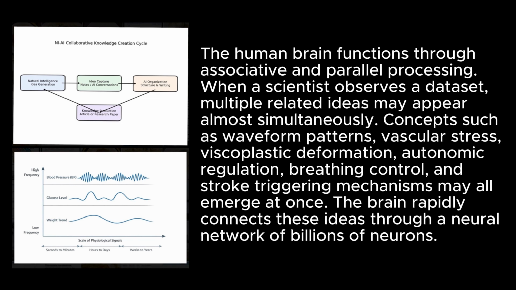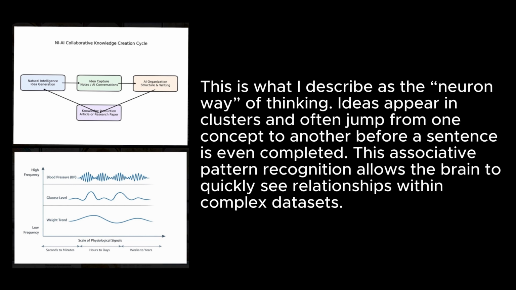The human brain functions through associative and parallel processing. When a scientist observes a dataset, multiple related ideas may appear almost simultaneously. Concepts such as waveform patterns, vascular stress, viscoplastic deformation, autonomic regulation, breathing control, and stroke triggering mechanisms may all emerge at once. The brain rapidly connects these ideas through a neural network of billions of neurons. This is what I describe as the neuron way of thinking.